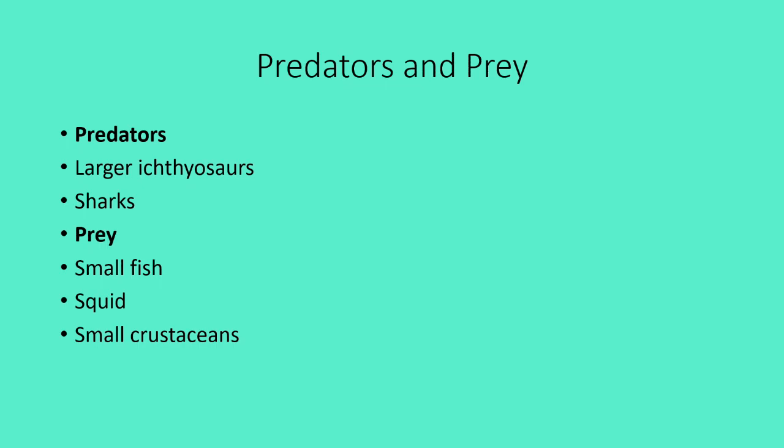And the prey that Mixosaurus would go after is small fish. It would be eating small fish. It would also be eating squid, even small crustaceans. So, like your very small crabs and those types of things, it could eat those. And so, yeah, let's actually move to the extinction.